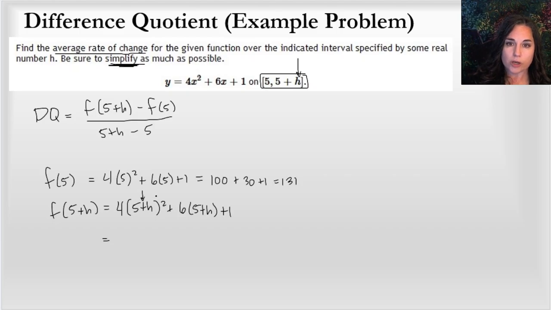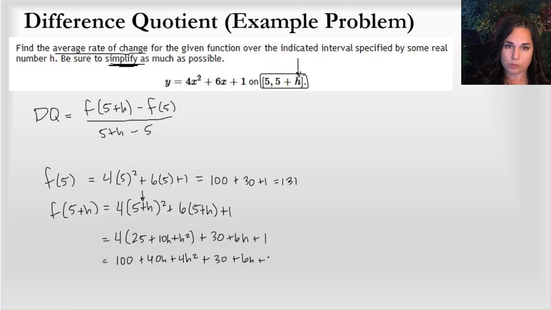So I need to multiply all this out. I need to do a FOIL on this one. Remember, this is not just 25 plus h squared, right? I have to do a FOIL, and I get 25 plus the cross terms, 2 times 5 times h. So I'm just going to put a 10h here, plus h squared, 10h, plus 30 plus 6h plus 1. One more step of distribution here, 100 plus 40h plus 4h squared plus 30 plus 6h plus 1.